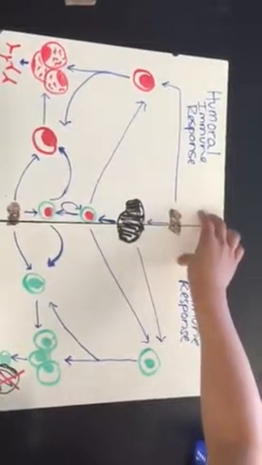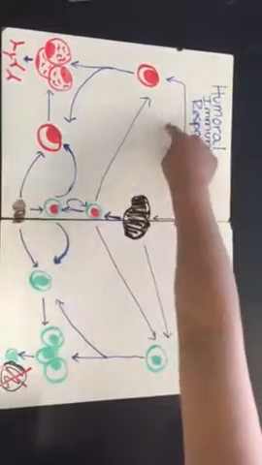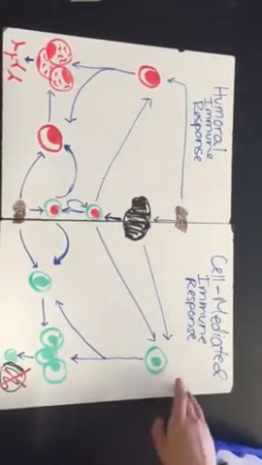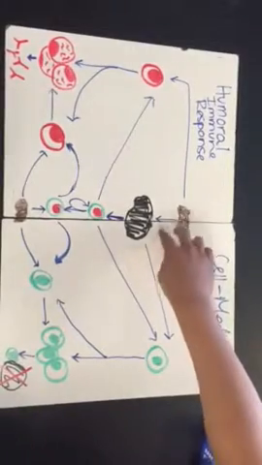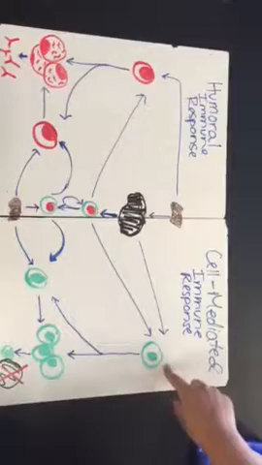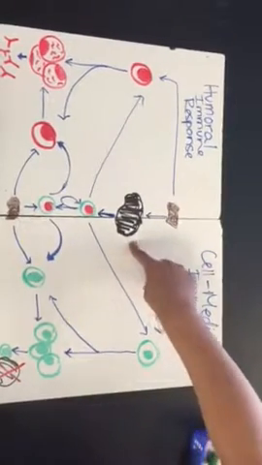And then the other thing is that the helper T cell right here also stimulates the B cell, so they work in synergy for that. And then on the other side, we have your cell-mediated immune response, which is going to be slightly different in that your antigen-presenting cell is what's going to stimulate the cytotoxic T cell, not the antigen up here. It's going to be the antigen-presenting cell.